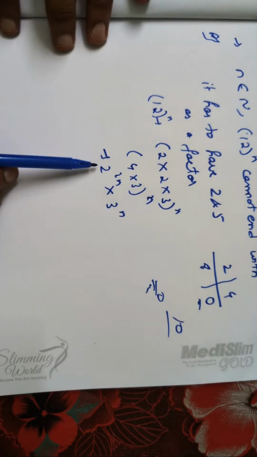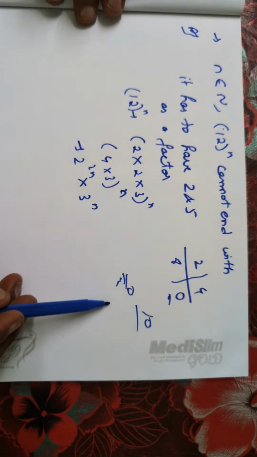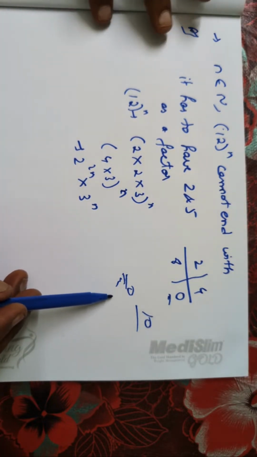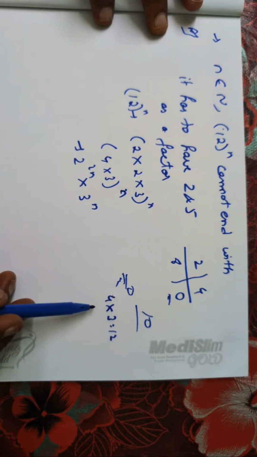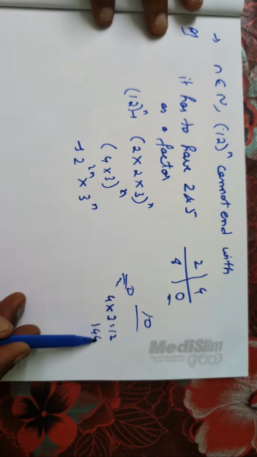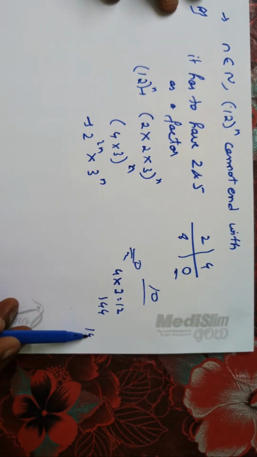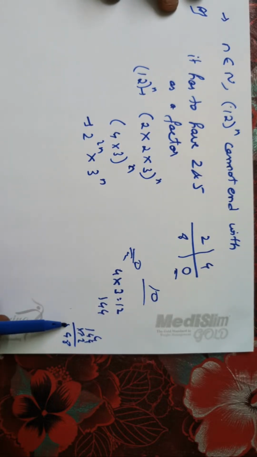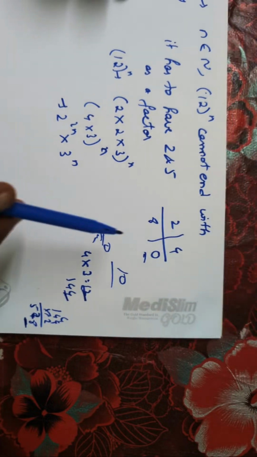So consider all the combinations of multiplying 2 and 3. Suppose n is 1, then it will be 4 into 3, that is 12. If n is 2, then it will be 12 square, that is 144. If n is 3, then multiply 144 by 12: 12 4s are 48, and so on, giving 1728. So here itself you can say it ends with 8. Whereas the first number ends with 2 and the second number ends with 4. So those two options are wrong.